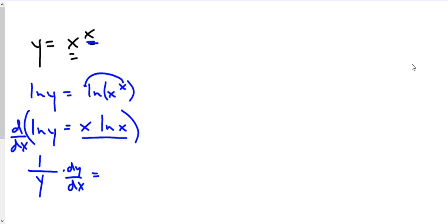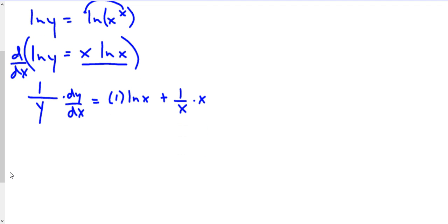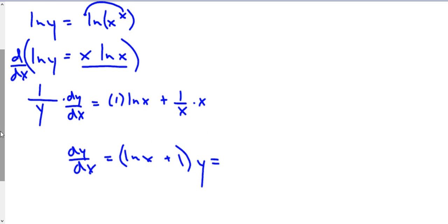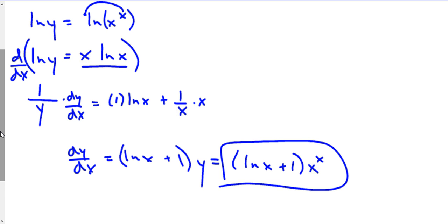Well, now the derivative of x is 1, times natural log of x, plus the derivative of natural log of x, which is 1 over x, times x, and that's going to be our derivative. We're going to simplify this because we're going to solve for dy dx. So we're going to have dy dx equals natural log of x plus 1. We're going to multiply both sides by y. Let's simplify this a little farther. We know that y actually equals x to the x power. So we're going to have natural log of x plus 1 times x to the x power, and that would be our simplified derivative.